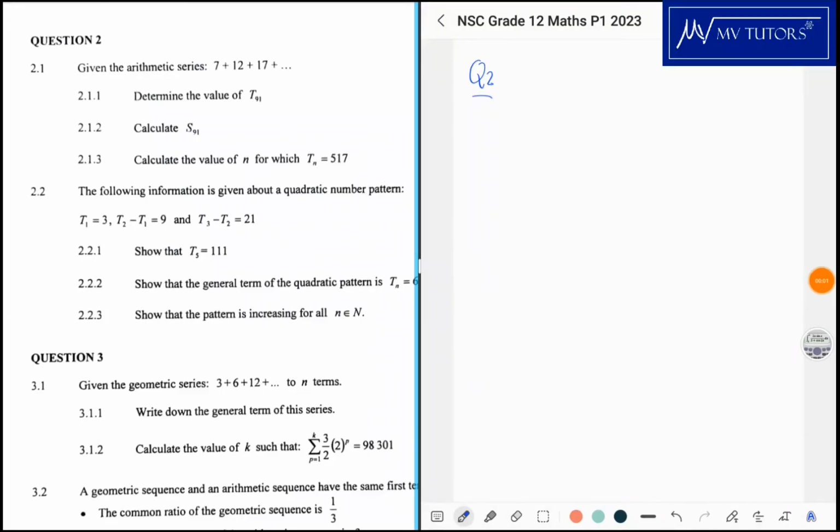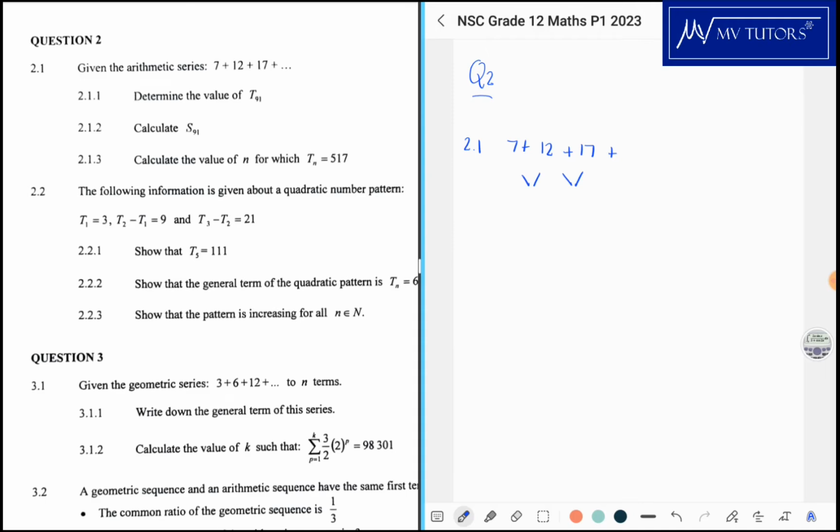All right, now we can tackle question 2. Okay, and 2.1, it says we've been given the arithmetic series. Remember, with the series, we add the terms. If it was a sequence, we would just be given the terms. Okay, and now we need to, for 2.1.1, determine the value of the 91st term. Okay, so what I'm going to do, I'm going to look at these numbers, this series, and I'm going to try to figure out what the common difference is since we have an arithmetic series.